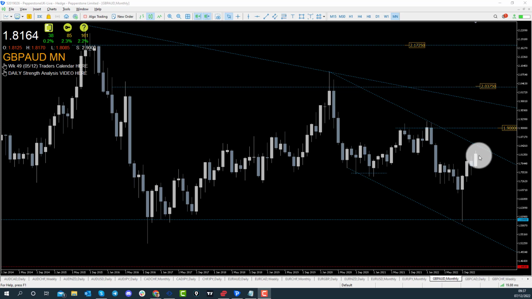Obviously, pound Aussie upside could mean that the trendline resistance could be breached and we could then see the 1.9 handle being tested. However, at the moment it was still in that channel, so want to see if price will come to the other side of it.